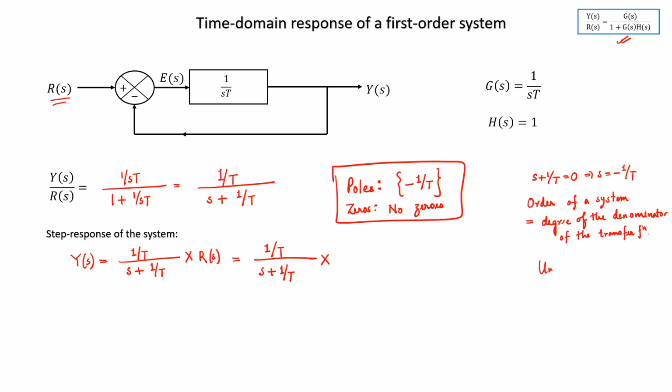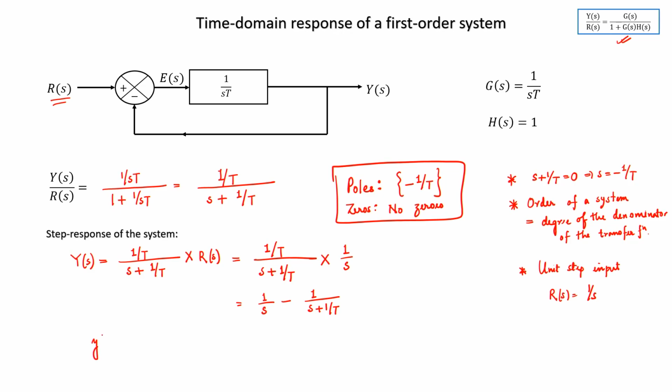So, if you have a unit step input, you know what is R(s)? R(s) is equal to 1 by S. We have talked about this earlier. So, R(s) will be replaced by 1 by S. Now, we will have to write down the partial fraction for this, and the partial fraction for this will be something like this: 1 by S minus 1 by S plus 1 by T. This will be the partial fraction.